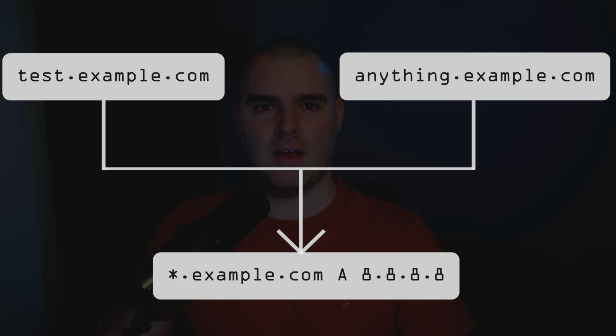A wildcard subdomain is a DNS record that will match any request for a subdomain. For example, if we had a DNS record called star.example.com, then we could type test.example.com or anything.example.com, and it would resolve to the DNS record that represents our wildcard. There are several benefits of using a wildcard subdomain with AWS Route 53.